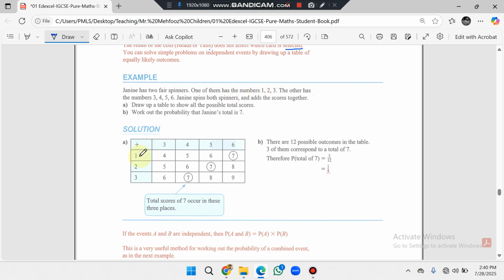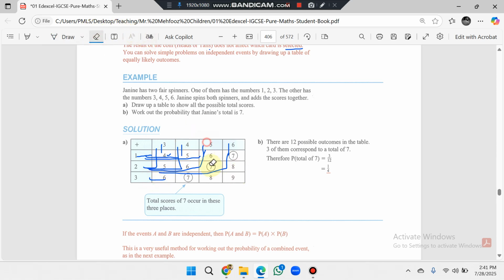For example, the first spinner has 1, the second spinner has 3. So your answer of adding the scores is 4. The next will be adding the score 5, the next 6, the next 7. Again, second with 1, second with 2, second with 3, second with 4. So this is basically called the sample space, right?